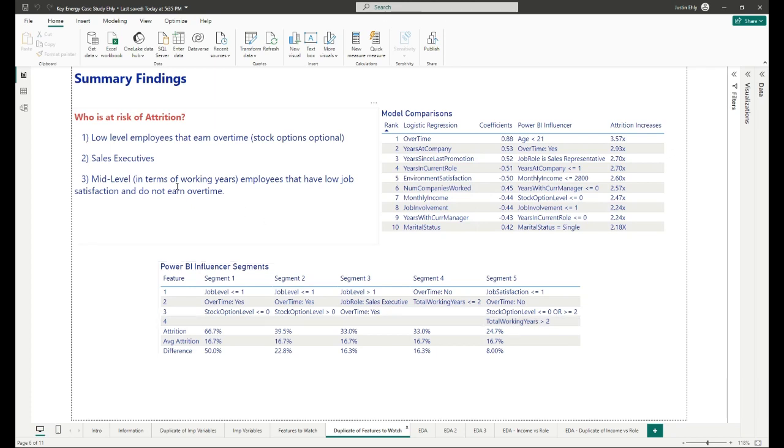So who's at risk of attrition? To summarize it, low-level employees that earn overtime and may or may not have stock options, sales executives, and then mid-level employees in terms of working years that have low job satisfaction and do not earn overtime. So overtime does seem to keep popping up in here. And really those were my findings in a nutshell.